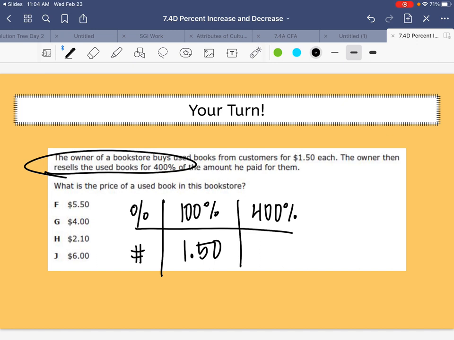So I immediately see a multiplicative relationship here of multiplying by 4. So then $1.50 times 4 gives us $6. So a used book in his bookstore is worth $6.